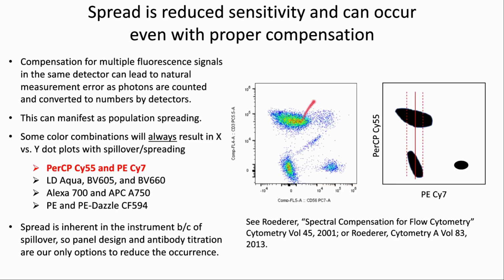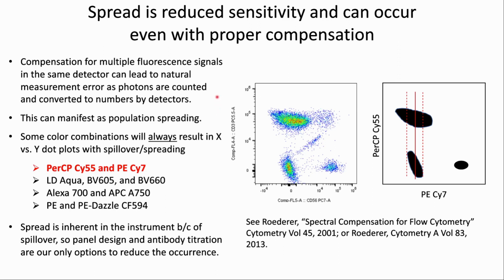In discussion of the suboptimal compensation between PerCP-Cy5.5 and PE-Cy7, the graph with the CD56 PE-Cy7 showed a wide spread similar to a trumpet or a fishtail when graphed against CD3 PerCP-Cy5.5. This spread is inherent in the machine and these two fluorochromes. Compensation cannot reduce the appearance of this spread.